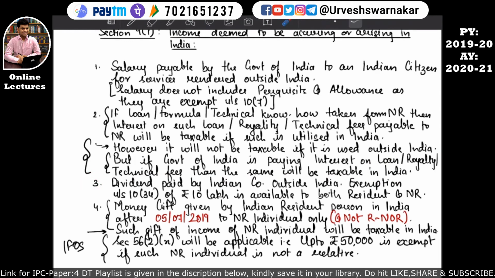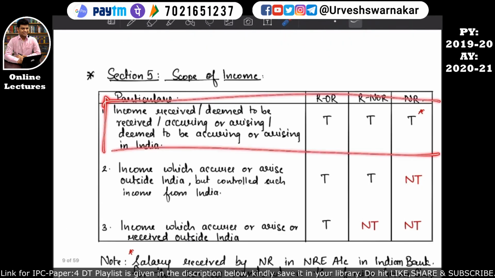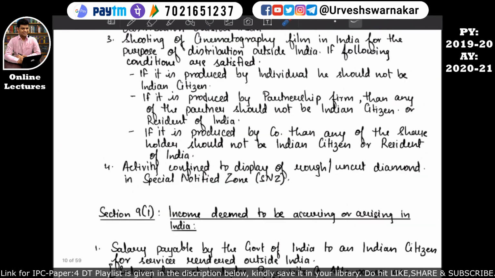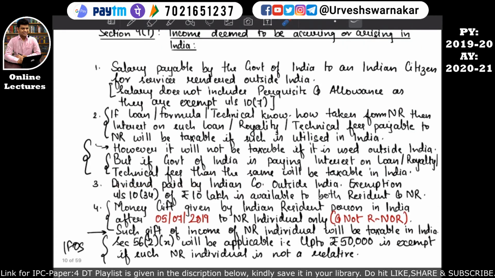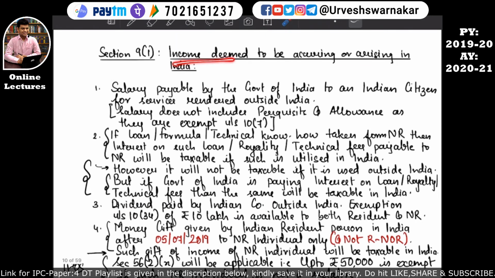Point number 3. Point number 3 says that dividend paid by an Indian company outside India will be taxable in India. That is income deemed to be accruing or arising in India as per this point. I hope this is quite clear to you all. So, if a dividend is paid by an Indian company, it is simple that such income is deemed to be accruing or arising in India.